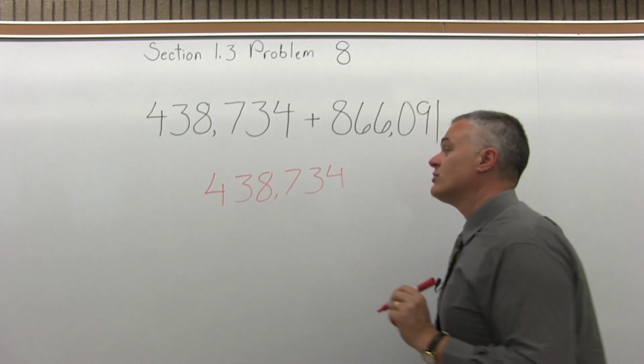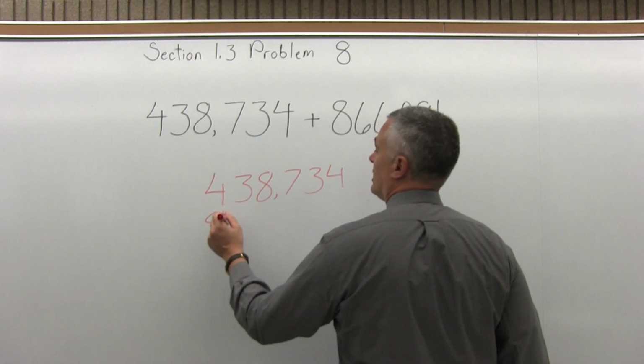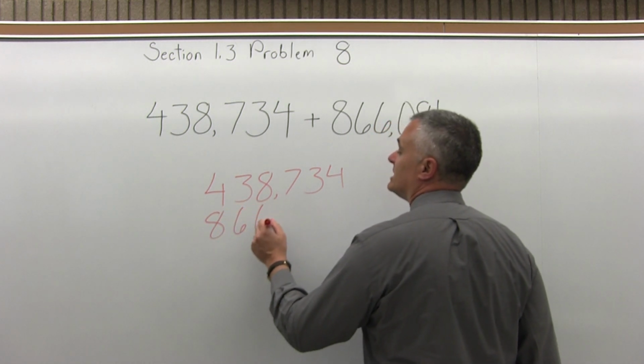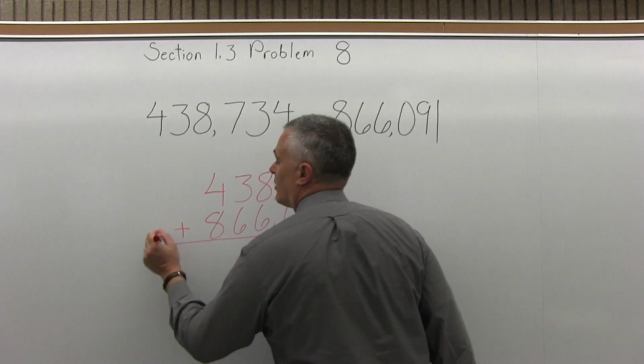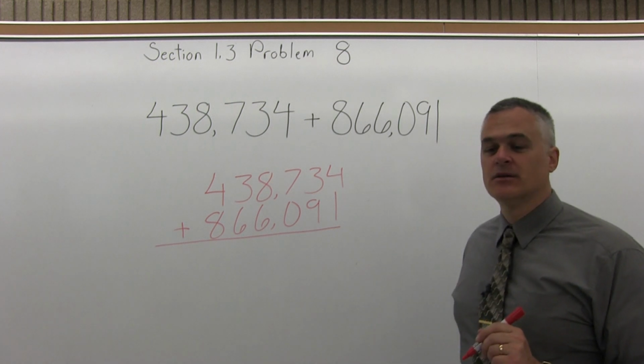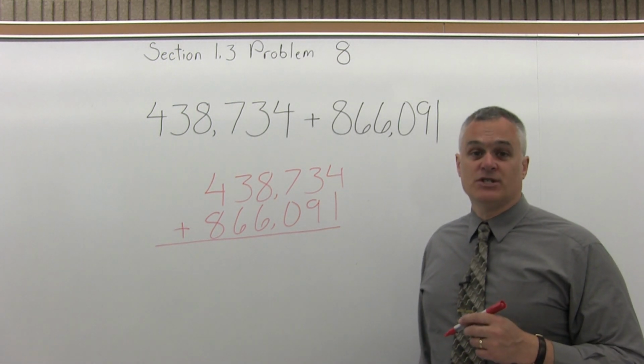So 438,734. Beneath it, write 866,091. Put that line underneath the problem and a plus sign. So now I can go ahead and add one column of digits at a time.